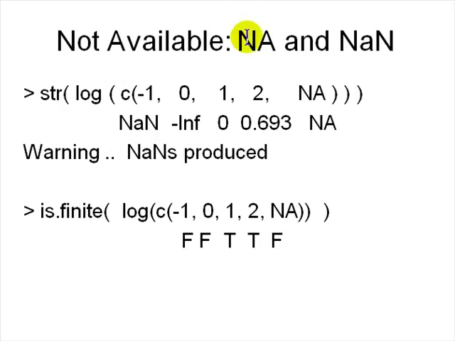We already saw NA, not available. So NA is not available. It's different from not a number. So let's look at an example. You take the log of a vector, and NA means not available.